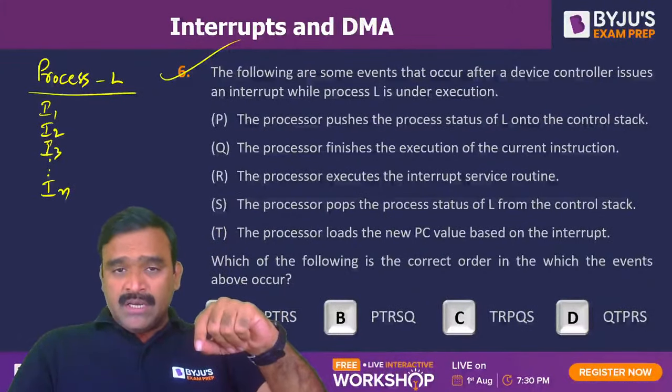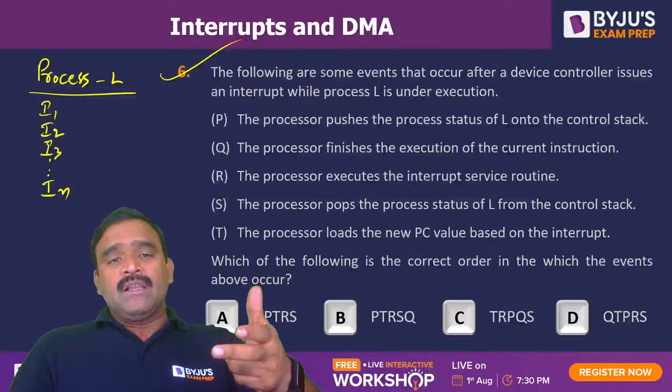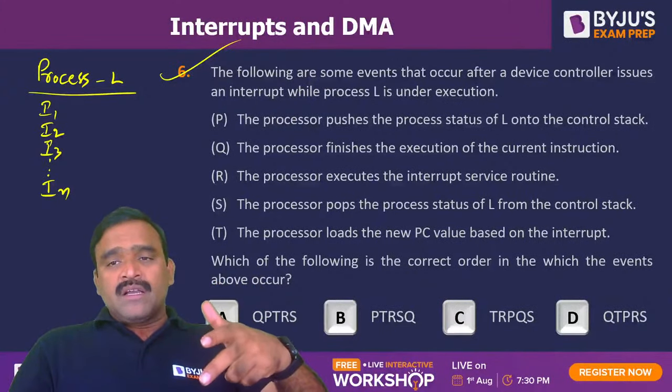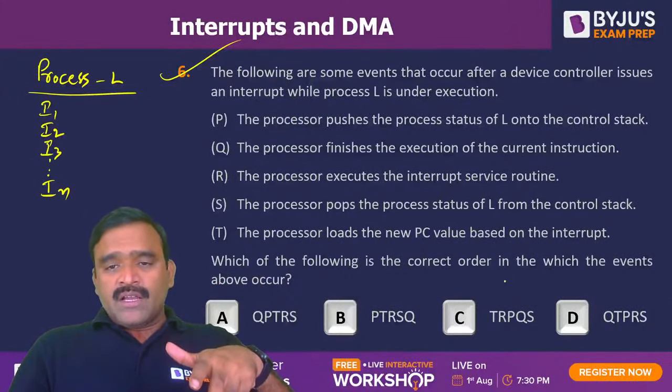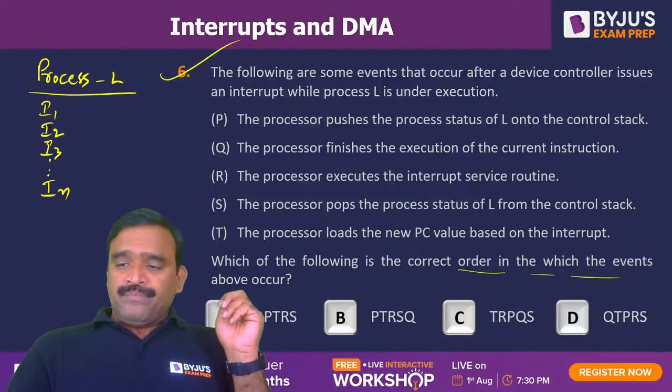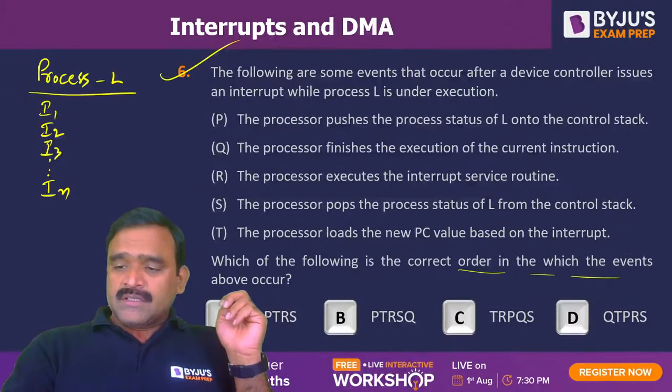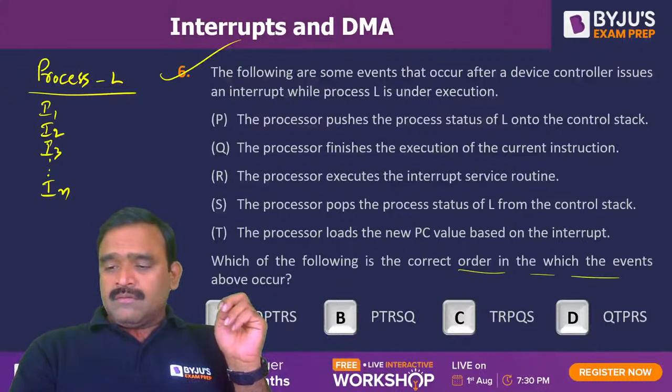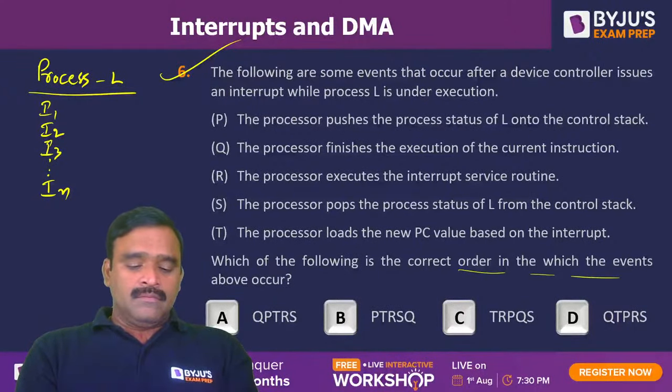And what is the occasion here? While you are executing a process L and some events occur in that, which of the following is the correct order in which the events have occurred? Can you answer this? Can anybody answer this immediately?